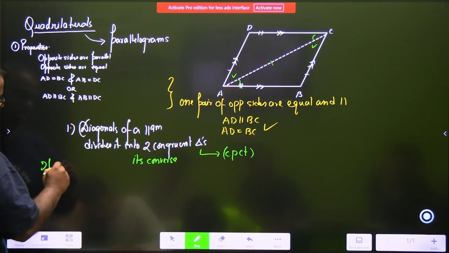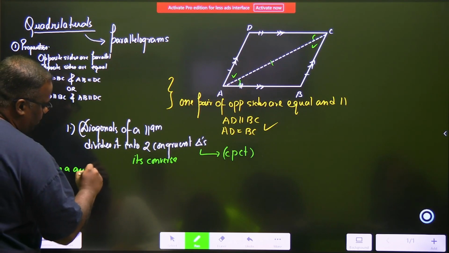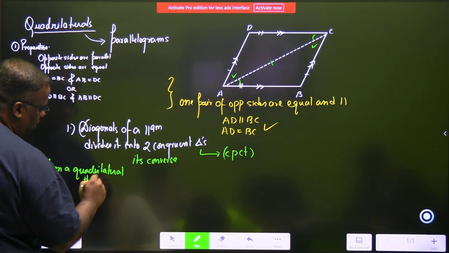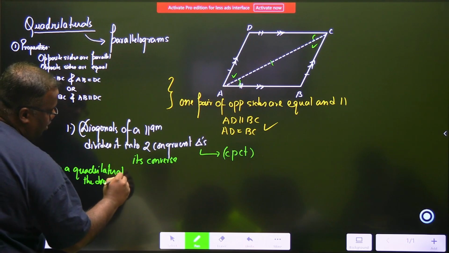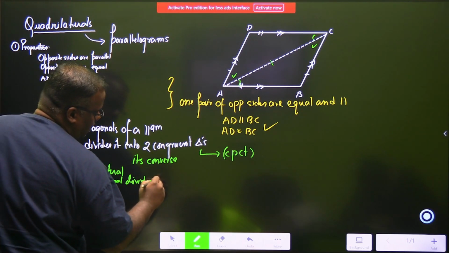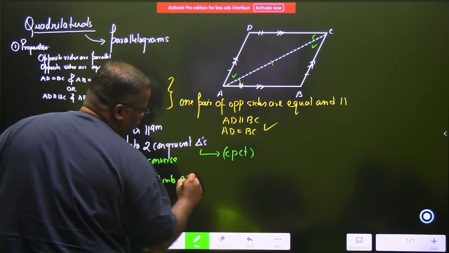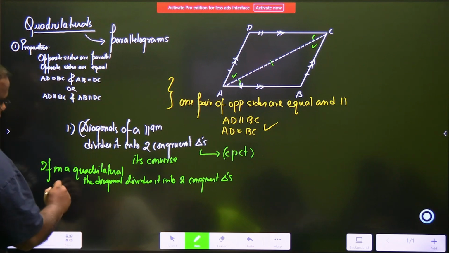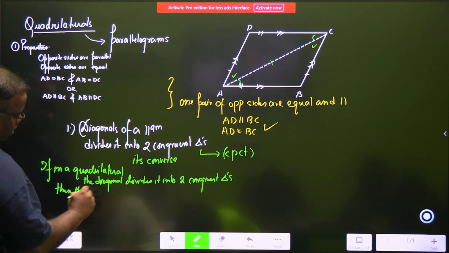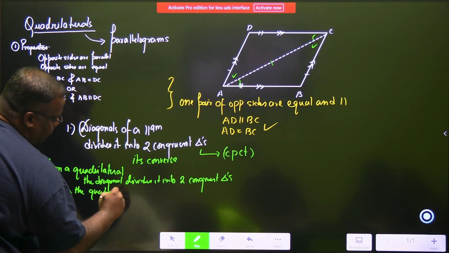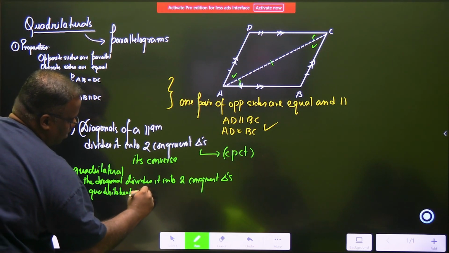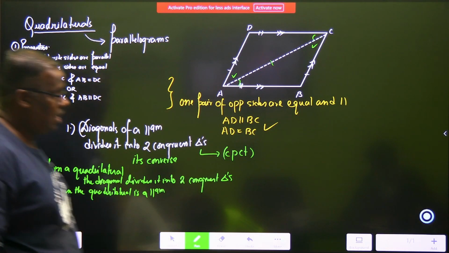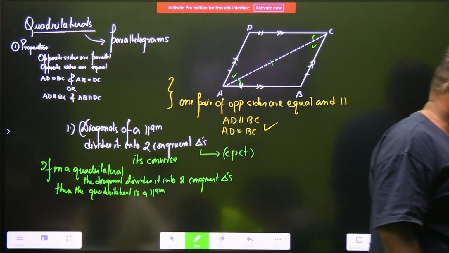If in a quadrilateral the diagonal divides it into two congruent triangles, then the quadrilateral is a parallelogram. ठीक है? Are we fine? So what all did you learn so far?